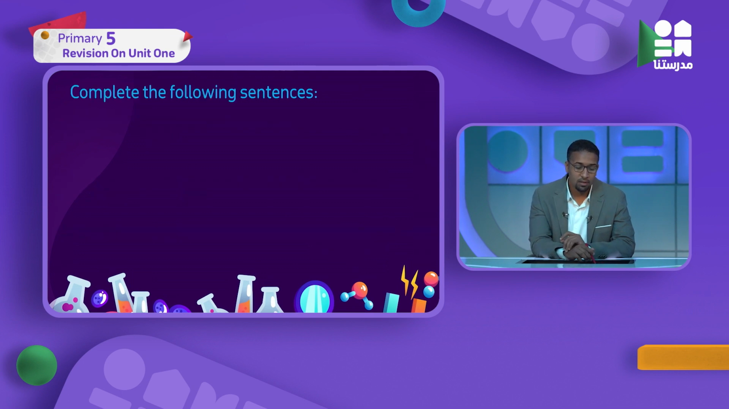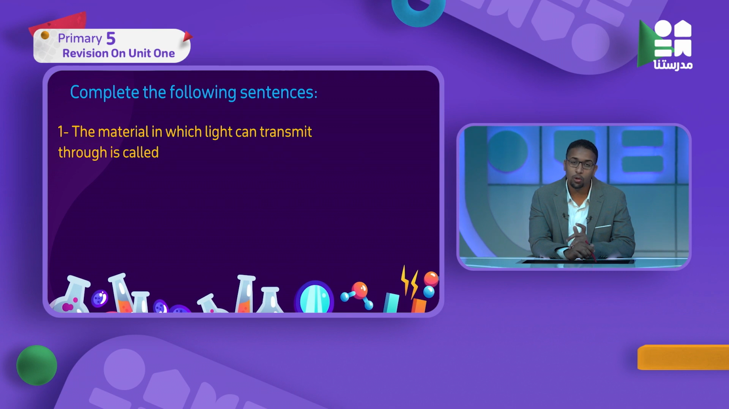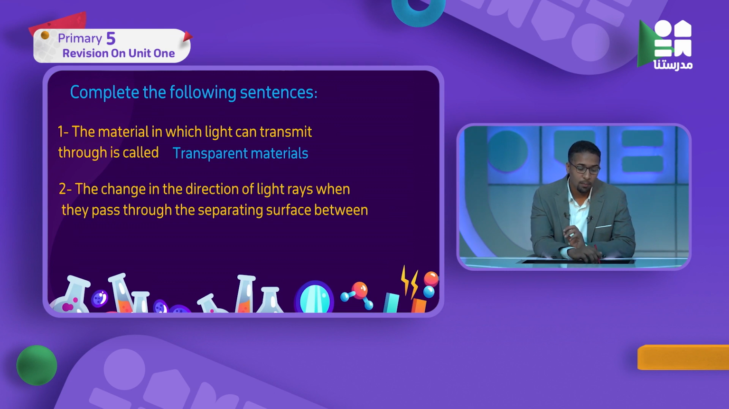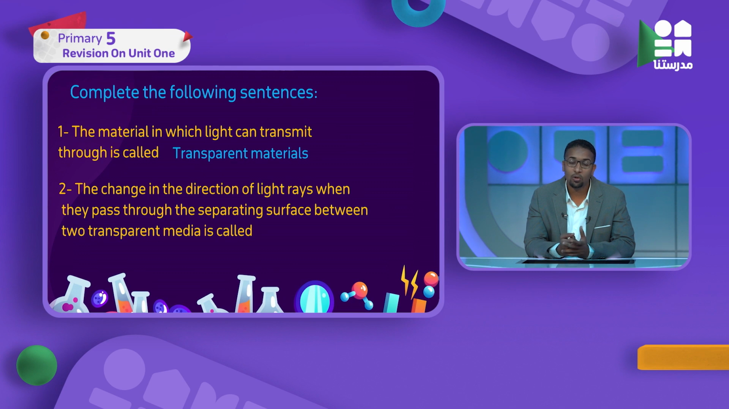Complete the following statements. Materials in which light can transmit, so light can transmit through, is called what? Called transparent material. So transparent material transmits light. Number 2, the change in direction of light rays when they pass through separating surface between two transparent media, called what? We have here two transparent media like air and water. So it is light refraction.